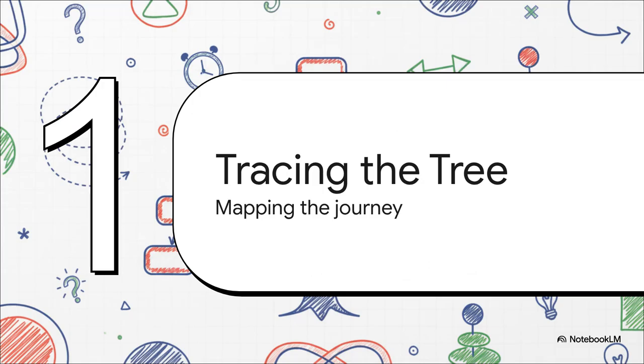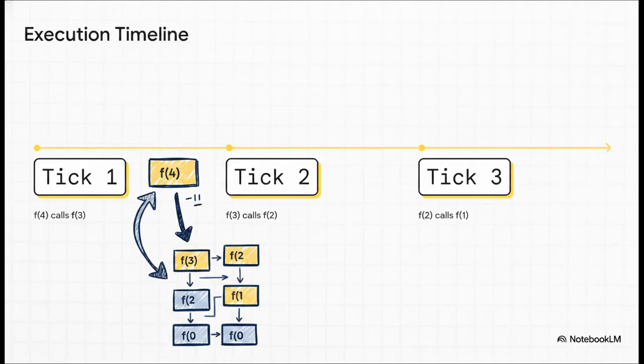Section 4. Tracing the recursion tree. Let's actually trace this journey chronologically for the fourth Fibonacci number, or f of 4. Following the leftmost branch down, f of 4 needs f of 3 and f of 2.